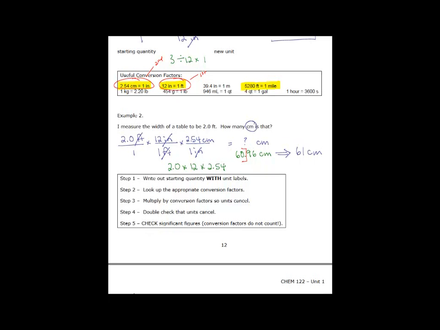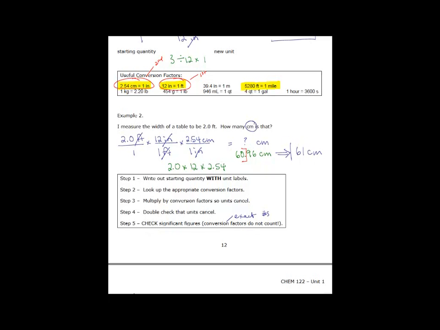But the first step you always do is write out the starting quantity with unit labels. Step 2 is to look up the appropriate conversion factors. Again, on quizzes and exams, we will provide you these, not the prefix conversion, but conversion factors, like we've just used. I don't expect you to memorize those. Step 3, multiply by conversion factors so units cancel. And then double check that units cancel. And then step 5 is to check significant figures. And remember that conversion factors do not count for significant figures because they are exact numbers.